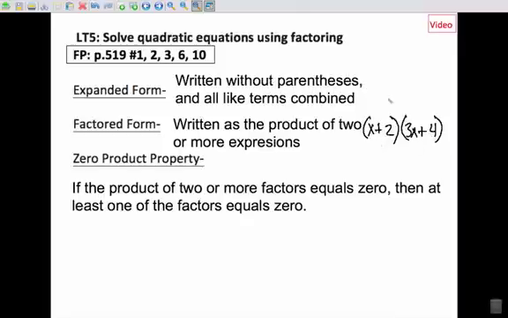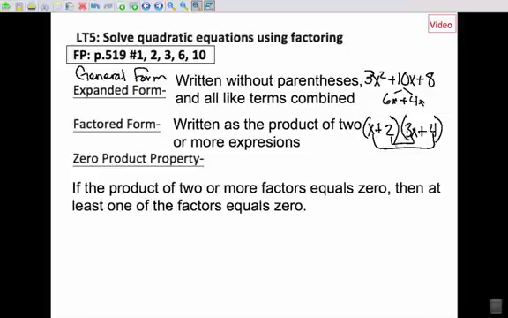Expanded form is when we expand that. In this case, we'd use the FOIL method. We'd have 3x squared there, and then 2 times 3x is 6x, and outside gives us 4x. So we have 6x and 4x, that's 10x, and then 2 times 4 is 8. So this is expanded form, when it's just written out as a bunch of different terms. We also call this general form, and all like terms are combined. Notice I didn't write 6x plus 4x. I wrote 10x because we combine like terms.